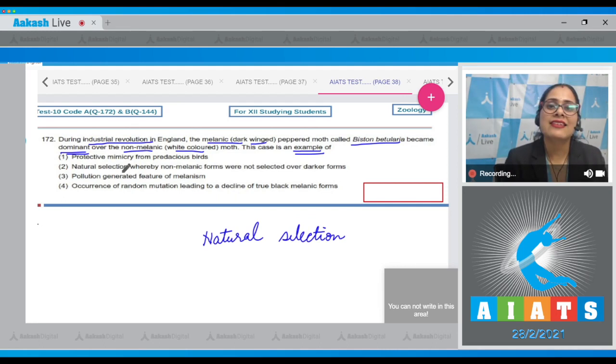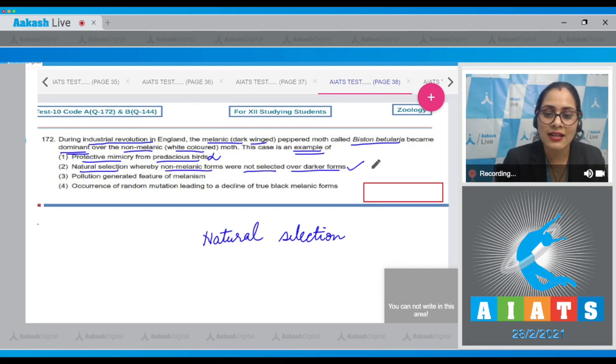Let's discuss the options. The very first option, protective mimicry from predaceous birds. This is an incorrect answer because it is not an example of protective mimicry. The second option is natural selection, whereby non-melanic forms were not selected over darker forms during the Industrial Revolution. So, this is the correct answer to our question.